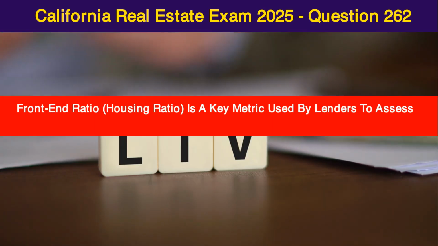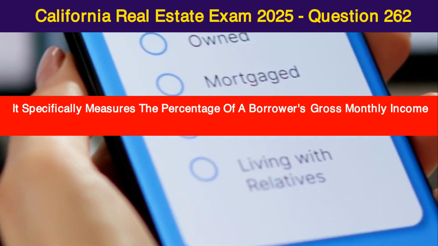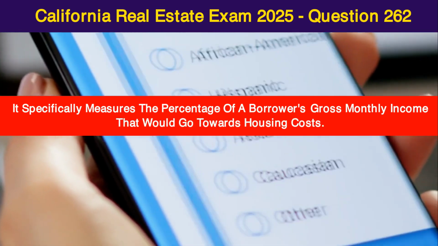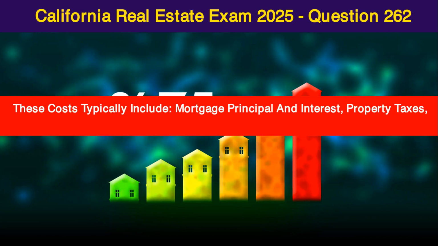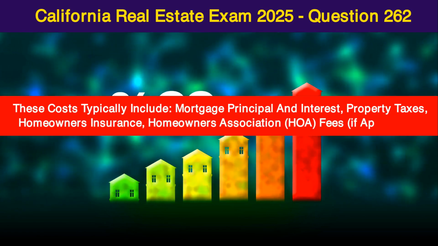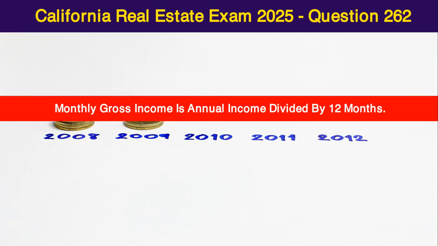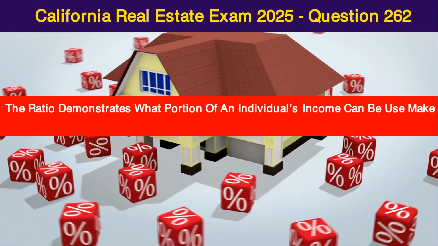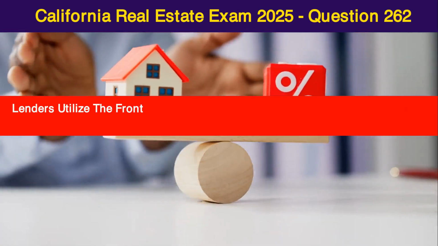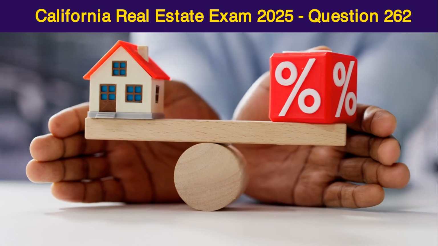Front-end ratio, or housing ratio, is a key metric used by lenders to assess a borrower's ability to afford housing expenses. It specifically measures the percentage of a borrower's gross monthly income that would go towards housing costs. These costs typically include mortgage principal and interest, property taxes, homeowners insurance, and homeowners association (HOA) fees, if applicable. Monthly gross income is annual income divided by 12 months. The ratio demonstrates what portion of an individual's income can be used to make mortgage payments. Lenders utilize the front-end ratio along with the back-end ratio to evaluate mortgage applications.